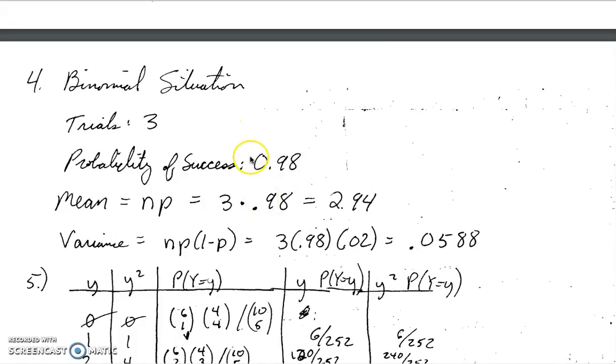We know it's binomial because the probability of success is an unchanging 0.98 regardless of which trial we're on, or whether or not the previous trial was a success. So there you go.